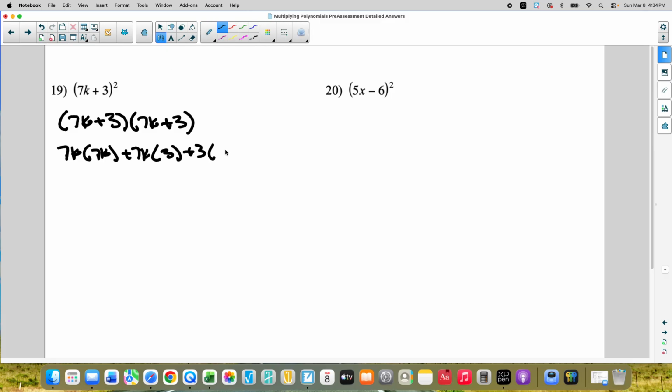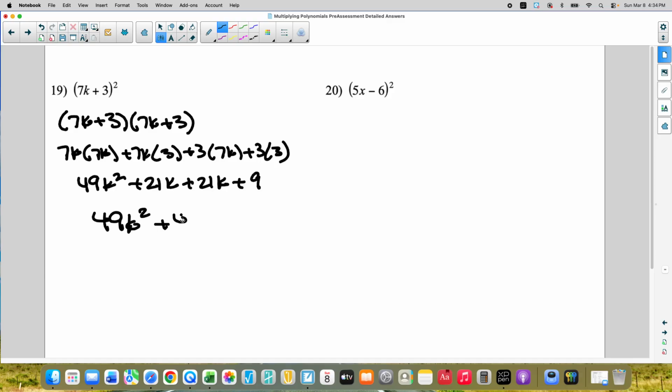Plus 3 times 7k plus 3 times 3. 49k squared plus 21k plus 21k plus 9. Notice we double that. 49k squared plus 42k plus 9.